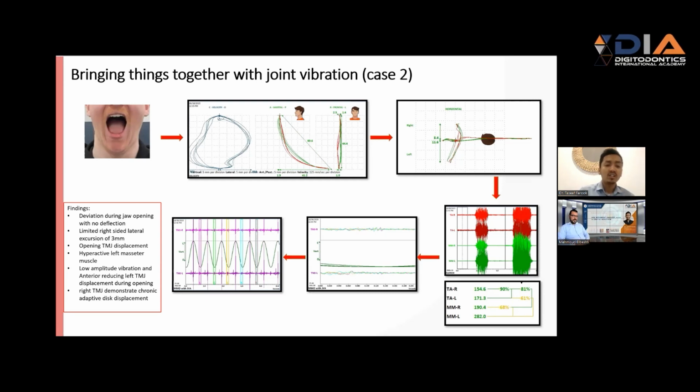So the findings are deviation during lateral jaw opening with no deflection. There is a limited right-sided lateral excursion of 3 millimeters. And this is important because the left side has some issues in the joint. So opening TMJ displacement, a hyperactive left masseter muscle, low amplitude vibration and anterior reducing left TMJ, and right TMJ demonstrating chronic adaptive disc displacement right here.